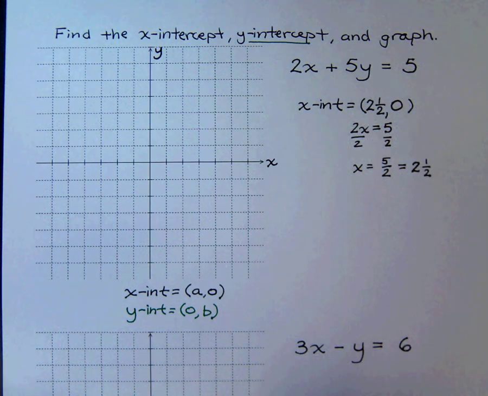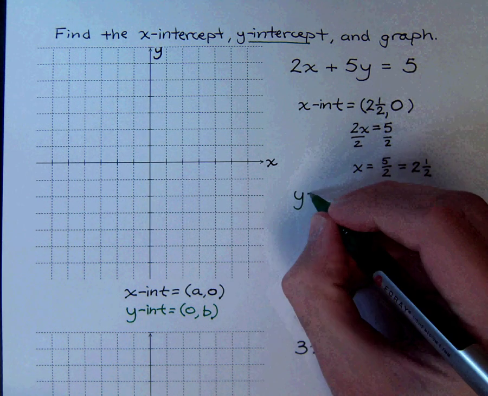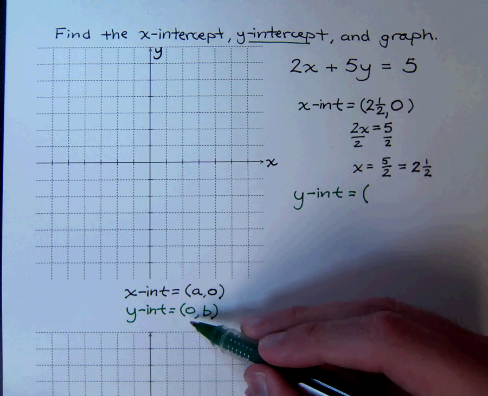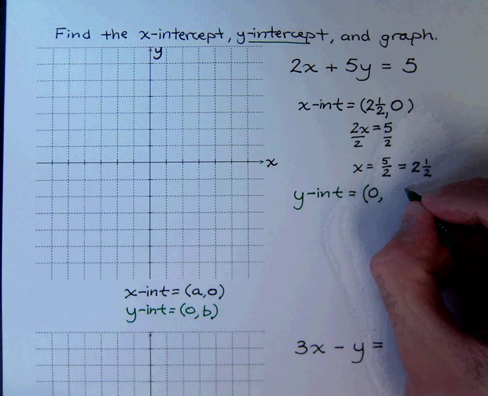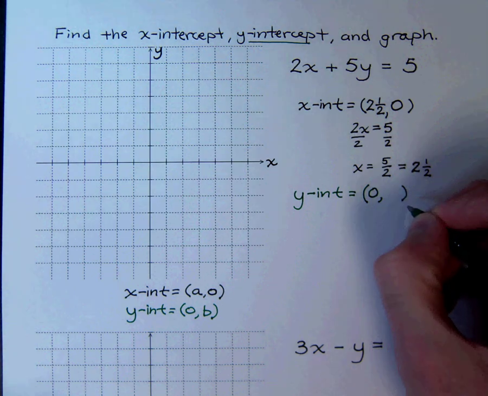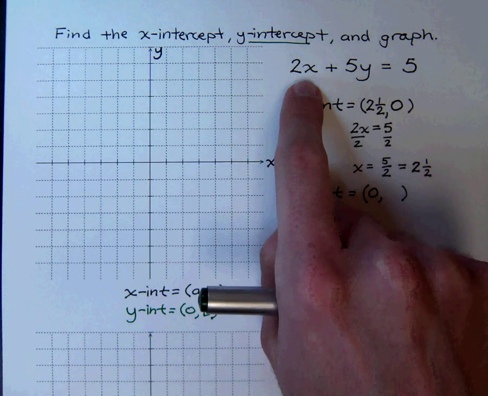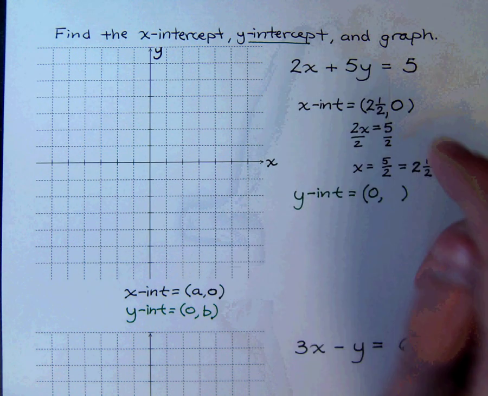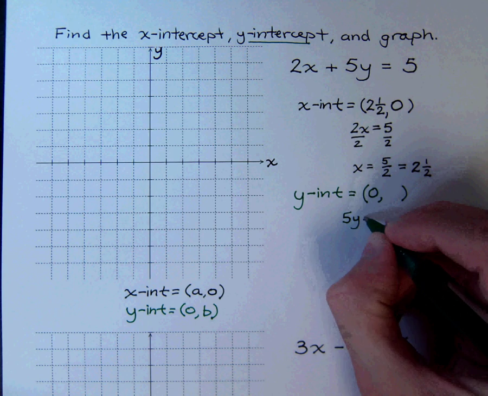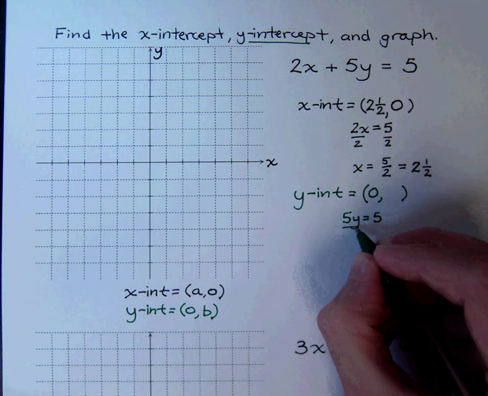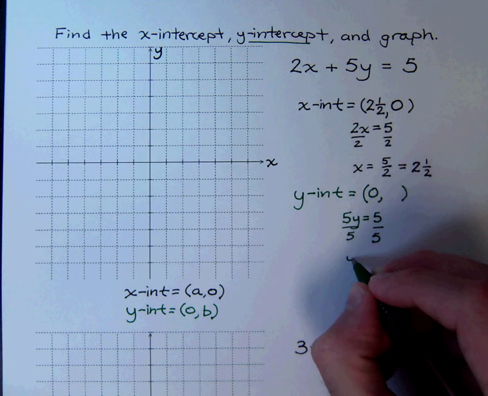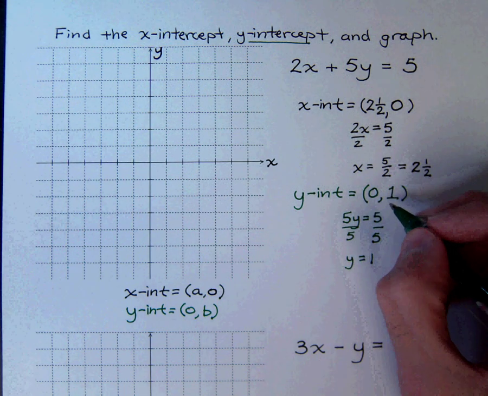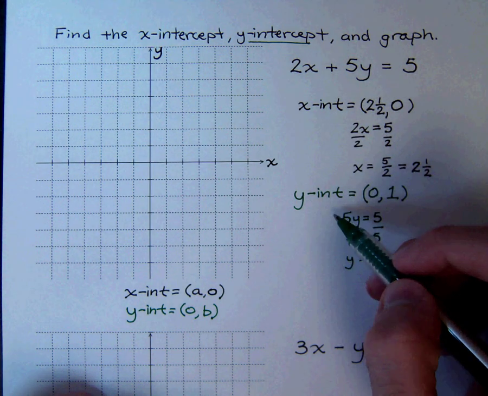Now let's look at the y-intercept. For the y-intercept, what do we already know? We already know that the x-coordinate is 0. So the x is 0, and we just have to figure out what the y is. Well, if the x is 0, that means 2 times 0 is just going to give us 0, so we cover that up. It's gone. So we have 5y equals 5. Now you may not need to write that one down. That one's pretty nice. So if 5y is equal to 5, divide both sides by 5, and we find that y is equal to 1. So our y-intercept is the point (0, 1). Always remember that x-intercepts and y-intercepts are points.